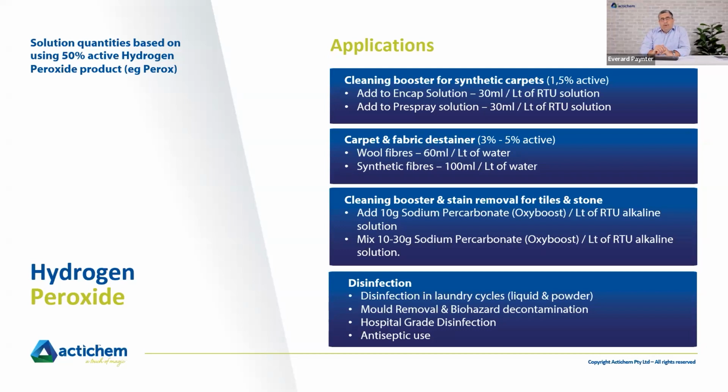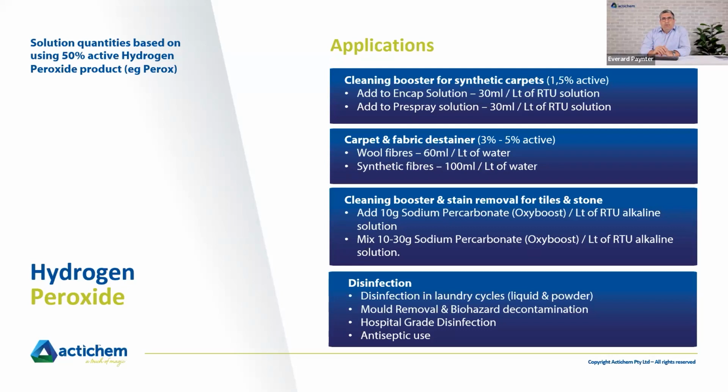Another note worth mentioning is that the addition of hydrogen peroxide as a cleaning booster is most effective on synthetic carpets. You don't get a lot of benefit out of using it on a wool carpet. Synthetic carpets, especially polyolefins and nylons, get great efficacy from adding hydrogen peroxide to both end cap solutions and pre-spray solutions. For carpet and fabric destainers, wool fibers must be below 3%. An interesting note from the Wool Safe organization is that 3% is the max hydrogen peroxide you can afford to use as a spotter, and 1.5% as an addition to carpet pre-sprays. Synthetic fibers, however, we can afford to bump up to 5%.